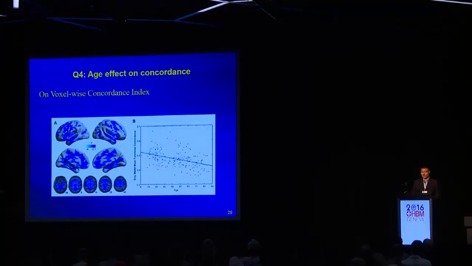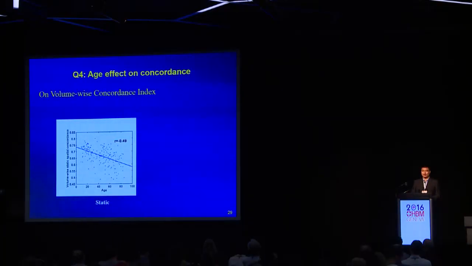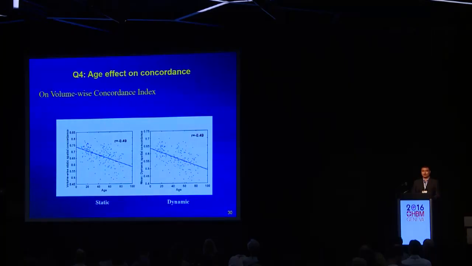The first question is the age effect on concordance. We measured the voxel-wise concordance index. Almost all brain regions showed a negative correlation with age, and when we average across the brain, the concordance decreased with age across the lifespan. This is for the voxel-wise concordance index. We also measured the volume-wise concordance index. It also drops with age. This is for the static one, and we also calculated the mean dynamic one. So all the concordance measures decrease with age across the lifespan.